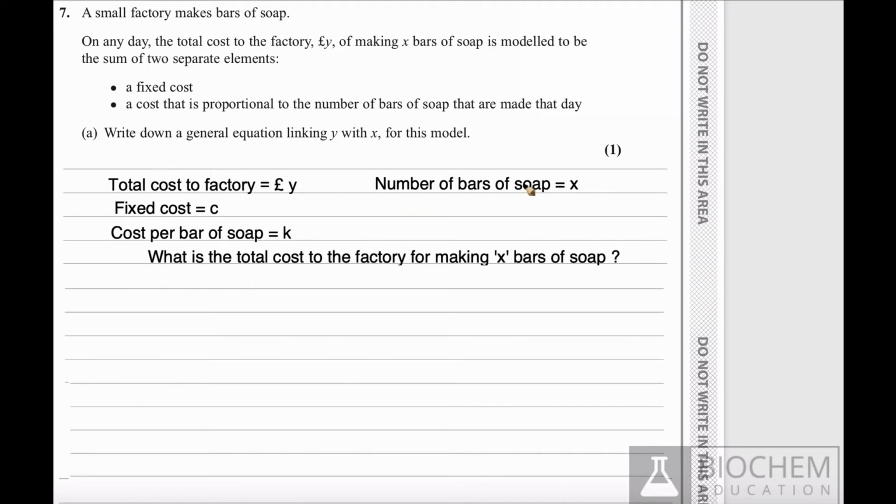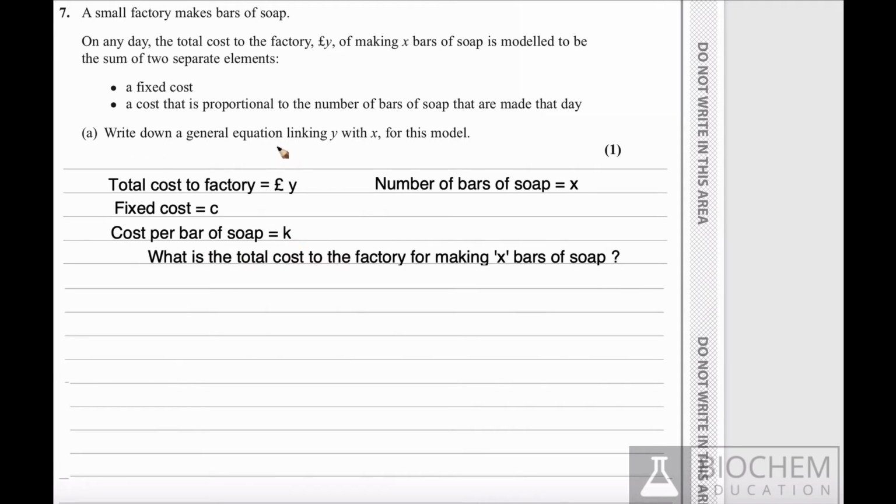The number of bars of soap is denoted by variable x. Fixed cost can be denoted by any letter, but we can call it C. And the cost that is proportional to the number of bars, or cost per bar of soap, can be denoted by any constant, let's say k.